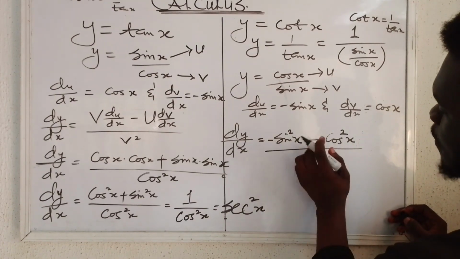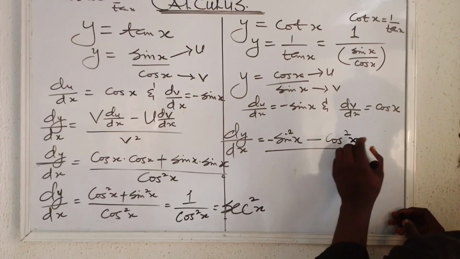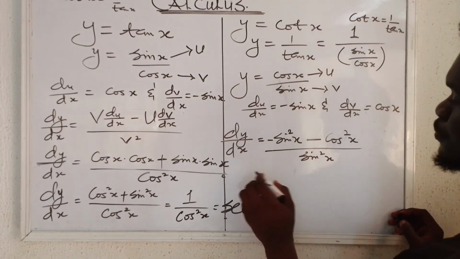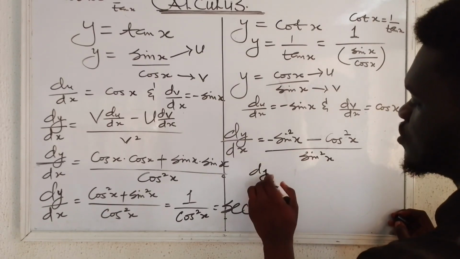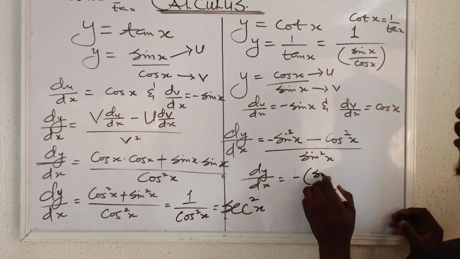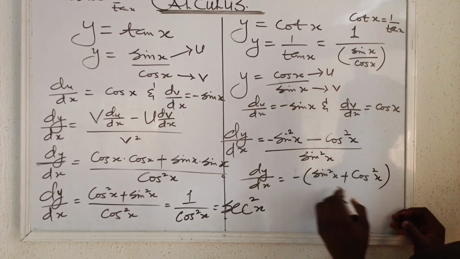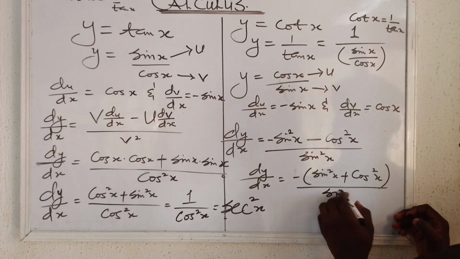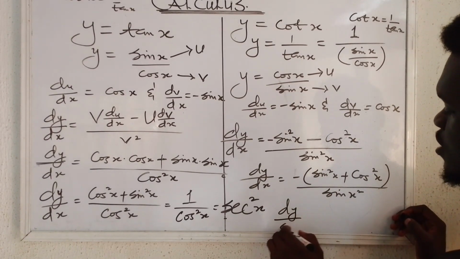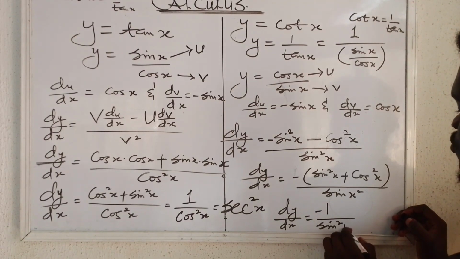That's the same thing that will happen here. Let me write this well. It is cos squared x, all divided by v squared, so we have sine squared x. So you can see, factorizing, dy/dx will be equal to, factoring out the negative sign, sine squared x plus cos squared x, all divided by sine squared x. And everything here finally results in dy/dx equals negative 1 over sine squared x.